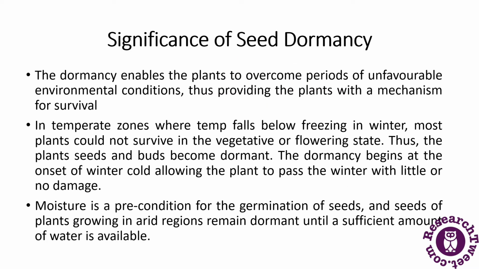Next is the significance of seed dormancy, that is, why we are focusing more and more on it. Seed dormancy enables the plant to overcome a period of unfavorable environmental conditions, thus providing the plant with a mechanism for survival. Basically it is an inactive state, but it is the process in which the seed will remain in the survival stage for a long time, and when the appropriate conditions and environment are there, the seed will overcome the dormancy stage and germinate accordingly.